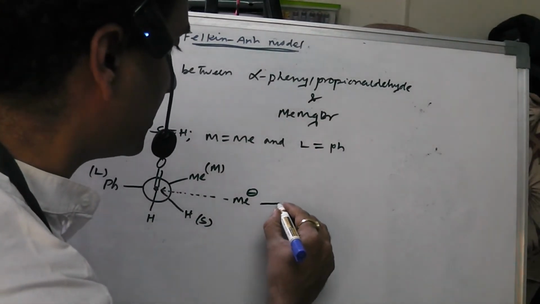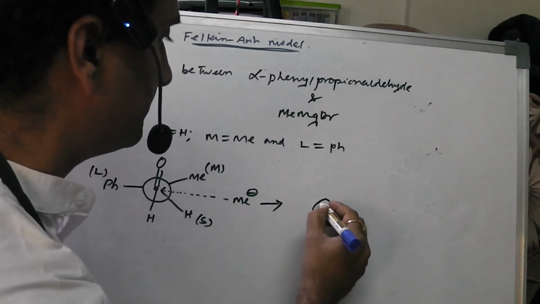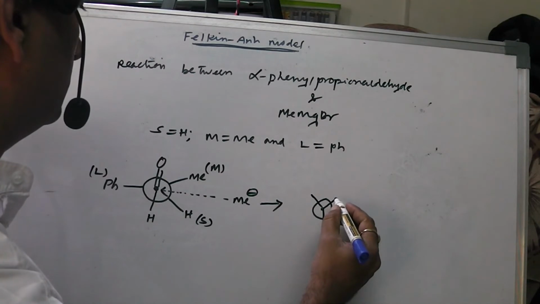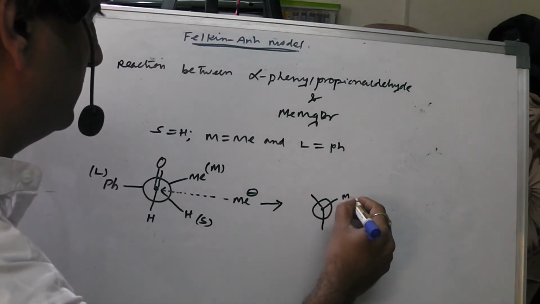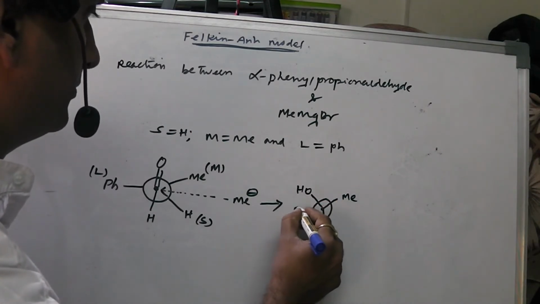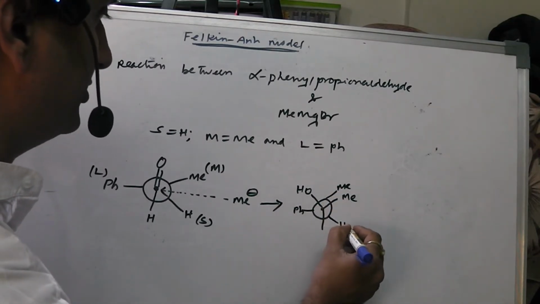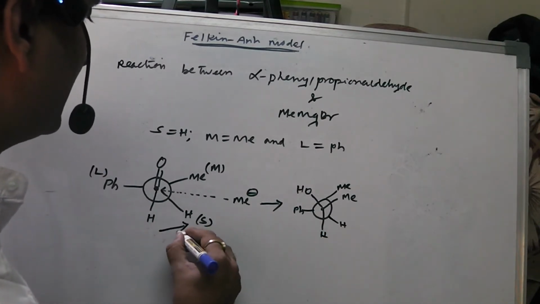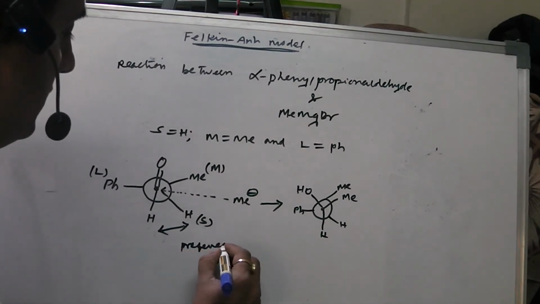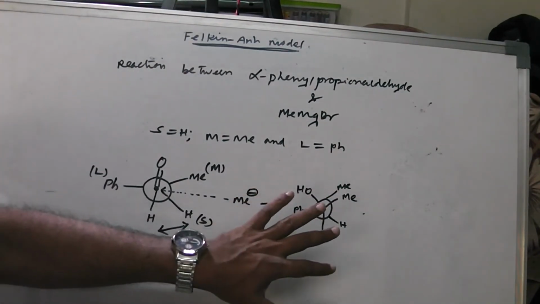Then we will have the structure after the attack: Me, OH, Ph will be there, Me will be there, and hydrogen. Here the interaction is between hydrogen and hydrogen only. That is the preferred conformation. Now we have to write the structure. This is in eclipsed form, almost.